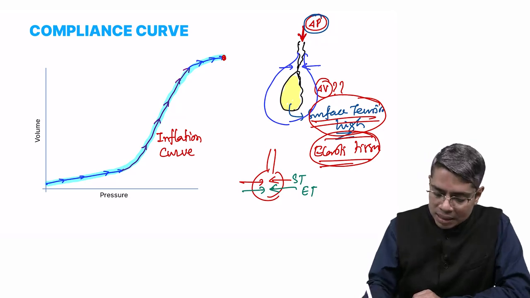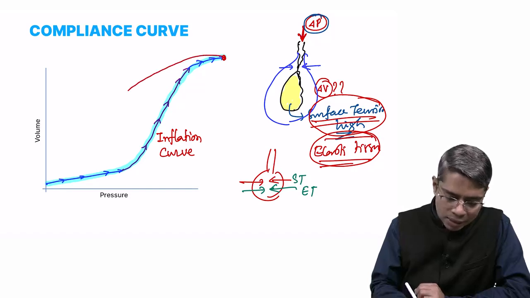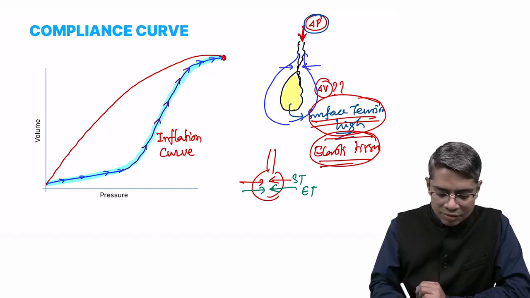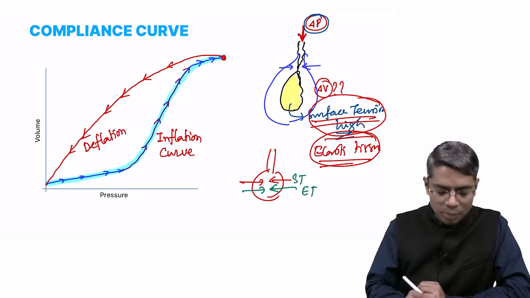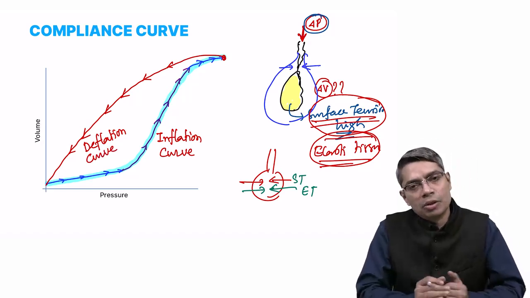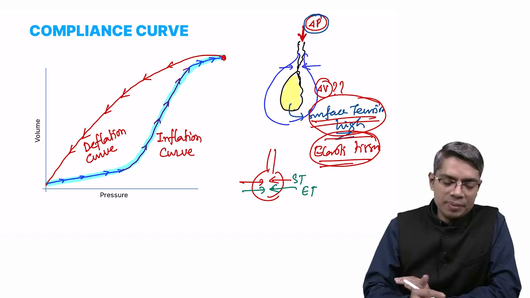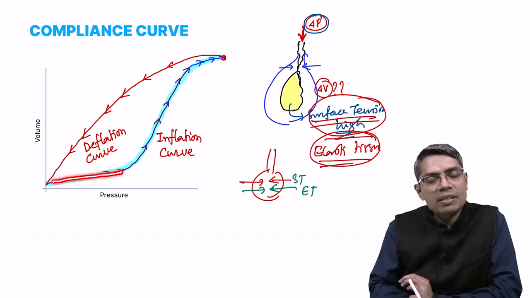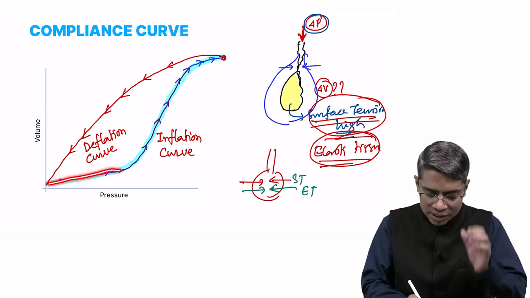So the typical deflation curve of the lung is not going to follow the same pattern. The deflation will be faster than the inflation. So this arrow indicates the deflation curve, or compliance during deflation of the lung. So I am finding that there is a gap between the inflation and the deflation curve, because during inflation, surface tension was the dominant opposing force. Along with that, elastic recoiling force was also an opposing force. So the inflation was very, very difficult.